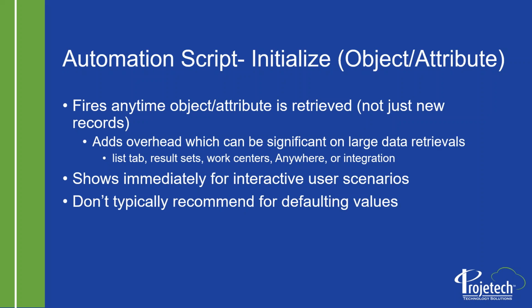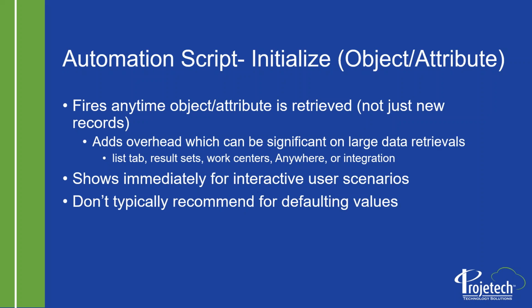The problem with initialize is that it fires a lot more than people realize. Especially if you're doing an object initialize event, what's happening behind the scenes is, if you're displaying data in a result set portlet on your start center, or pulling data through the REST API, or displaying data on the list tab, in all of those cases that initialize event is still firing. So even if you're providing a check to say, hey, don't run this unless a new record is being added, there's still overhead to handle launching that automation script and seeing what state you're currently in.